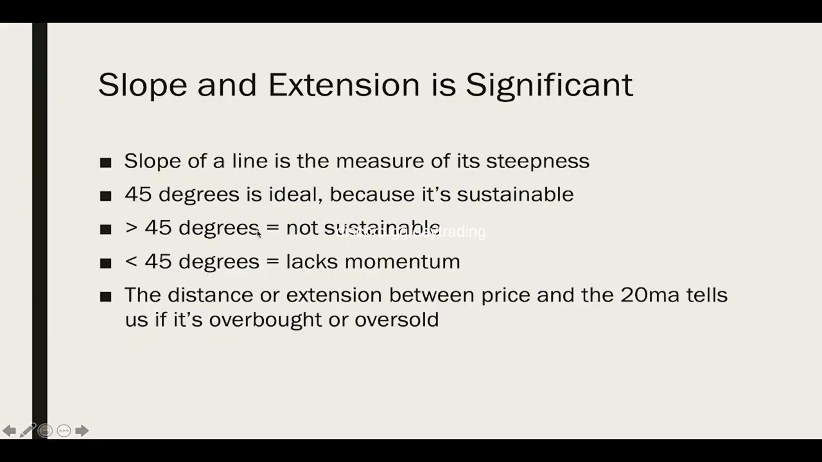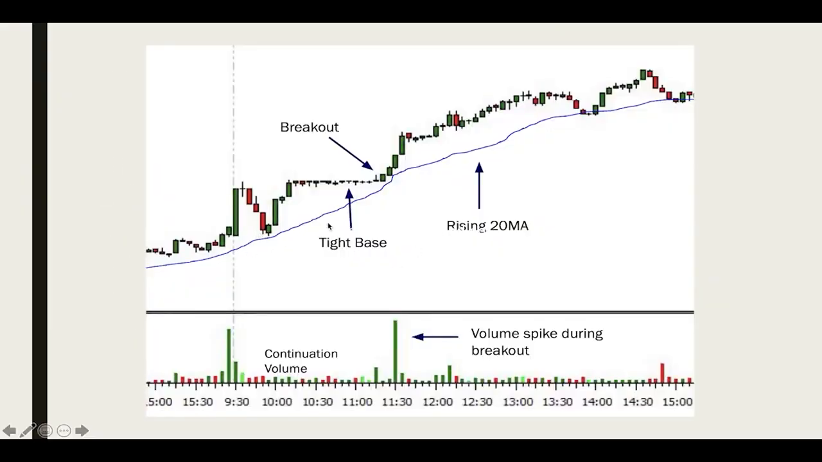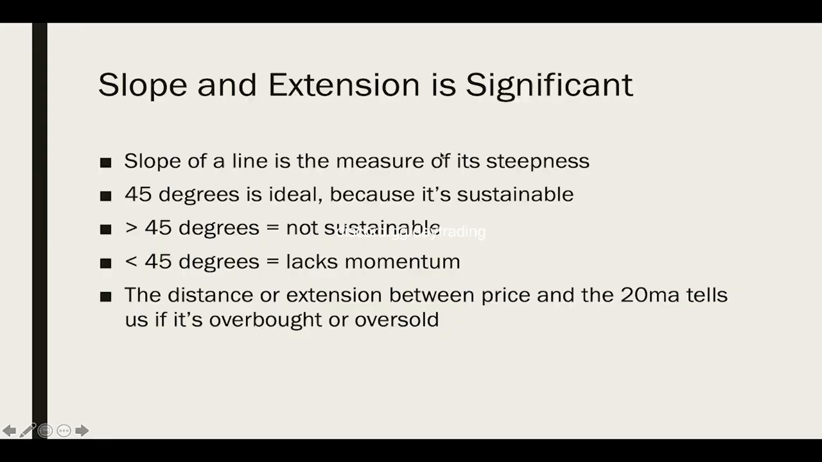If it's higher than 45 degrees, where this is more or less 45 degrees, but if it's even steeper than this, then it shows that the current move is not sustainable. If it's less than 45 degrees, then it's going to be on the more flat side, and it's going to lack momentum. We talked about before how we want to avoid trading flat moving averages. Specifically for the 20 MA, when it's flat, it shows lack of momentum. We don't want to trade stuff that doesn't have momentum. And the distance or extension between price and the 20-day moving average tells us if it's overbought or oversold.